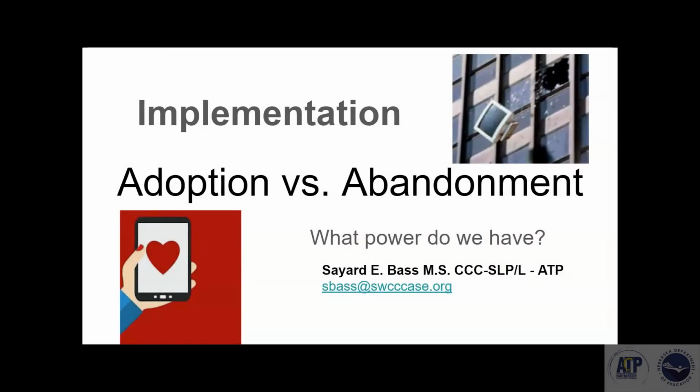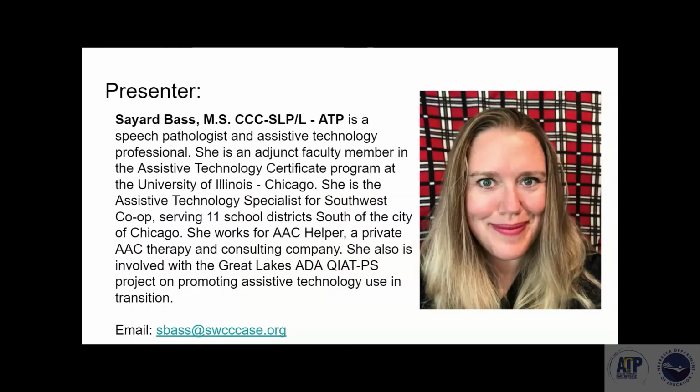Welcome to Section 5 on the series of Adoption versus Abandonment. In this section, we are going to discuss implementation of assistive technology and how that can help us tip the scales on one side towards the other.